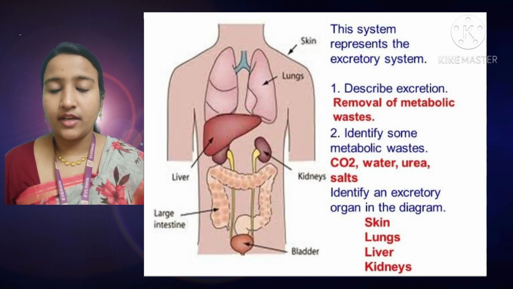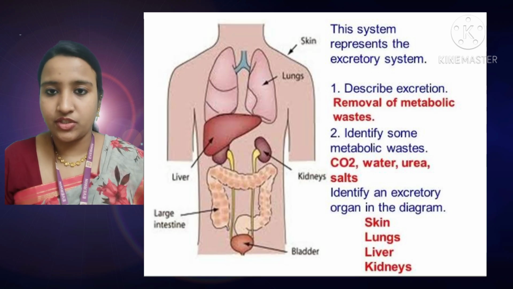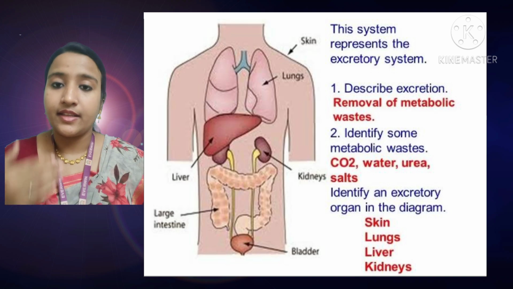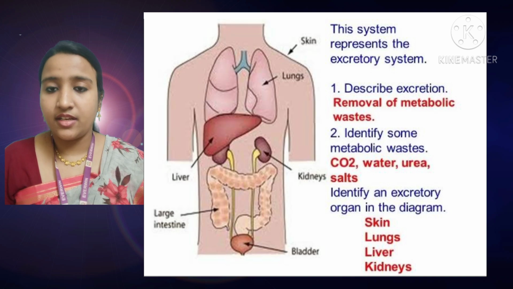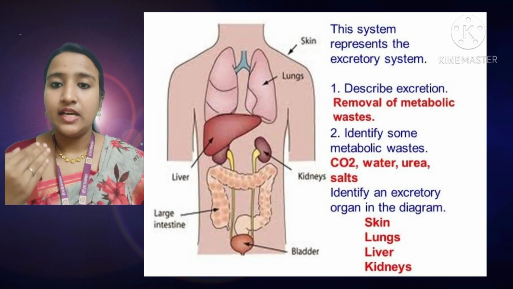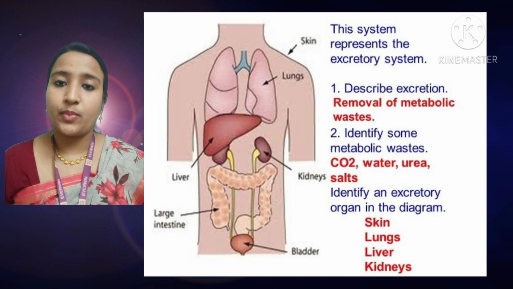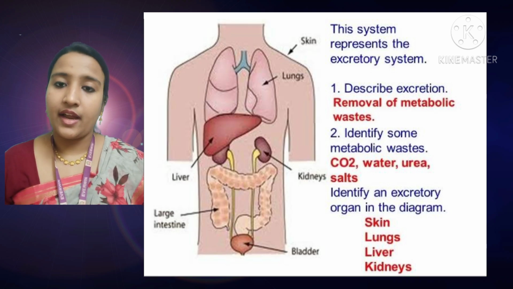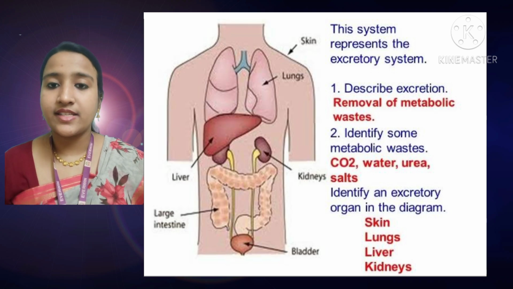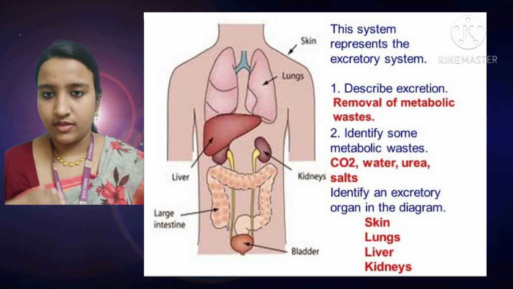Lungs, we know, are involved in the respiration process, in which during exhalation, that is while releasing the gas outside our body, carbon dioxide is released outside the body. Then coming to the skin. Skin involves sweat glands through which the sweat is released, and in that sweat the excreta is present, such as urea, water and salts.